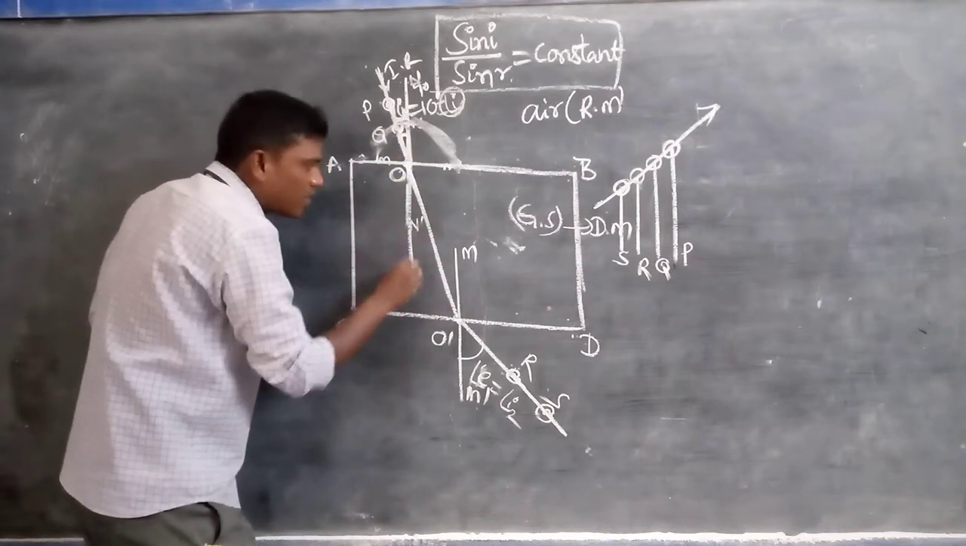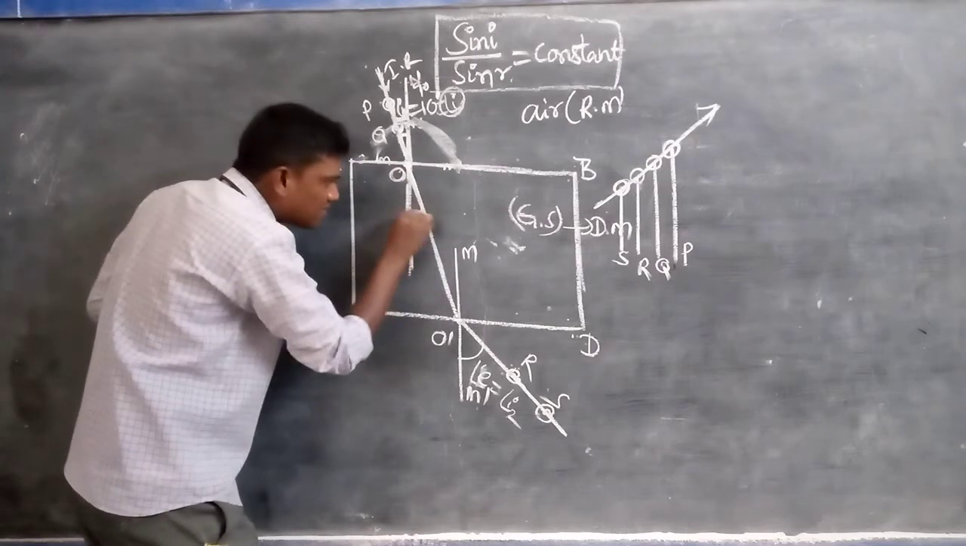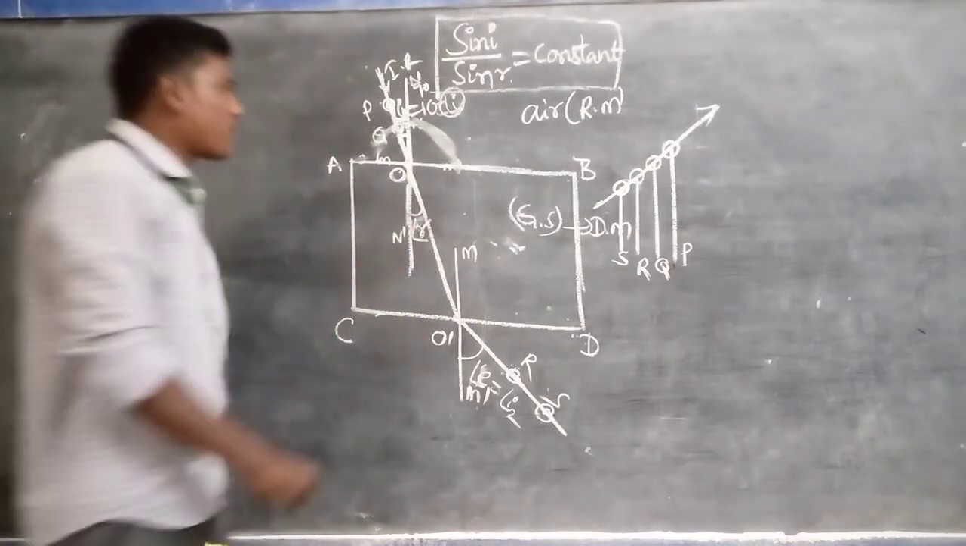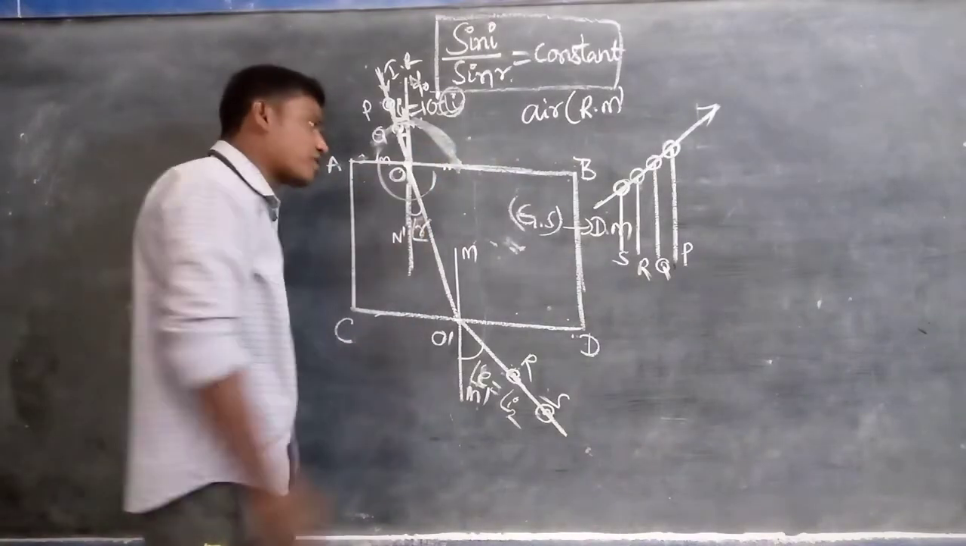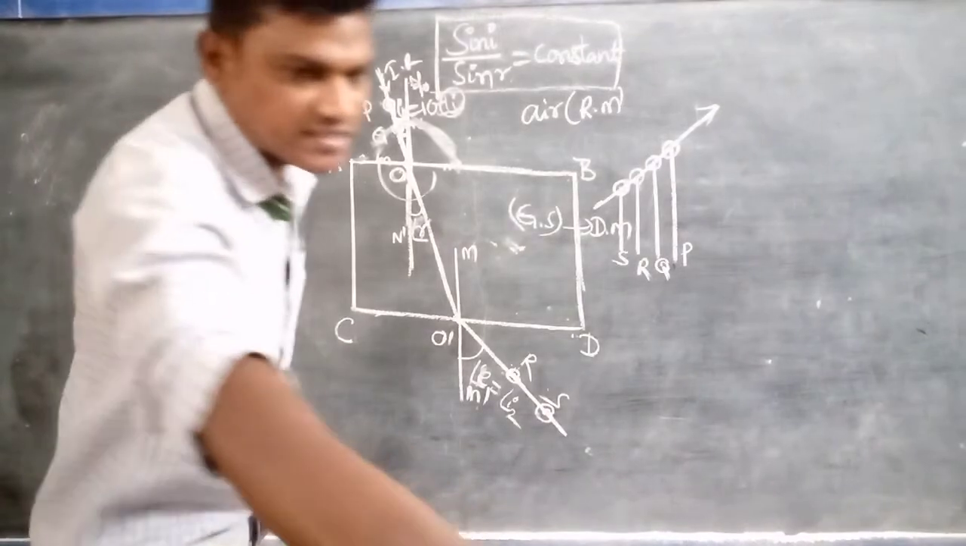So this is the normal. The angle between the refracted ray and the normal is called the angle of refraction. This value we can find by placing a protractor after removing the glass slab from this position. Once again, listen very carefully.